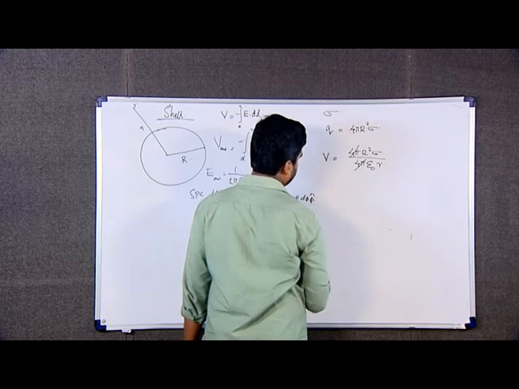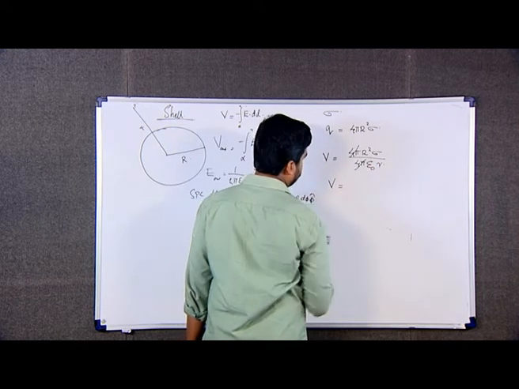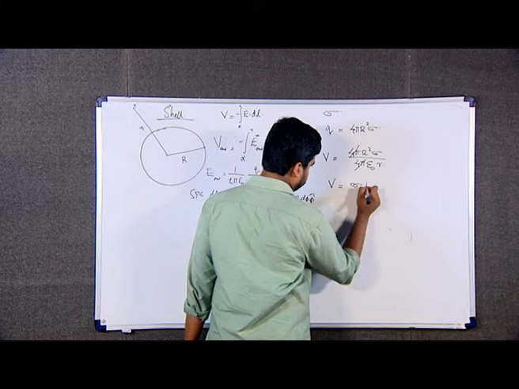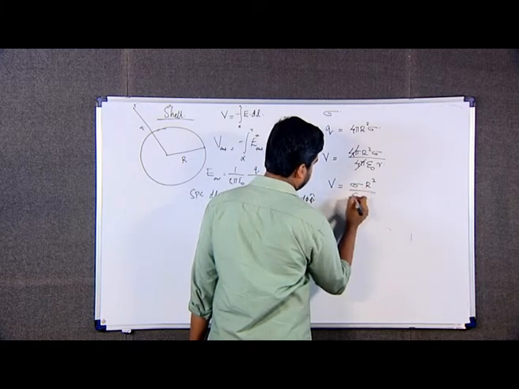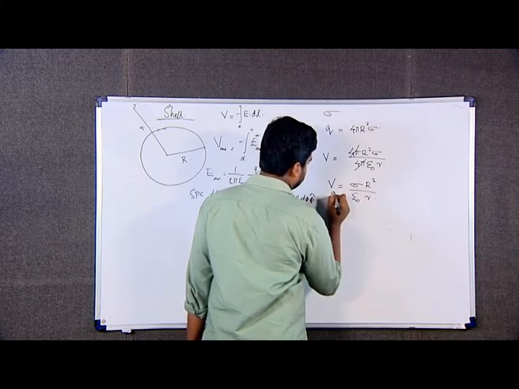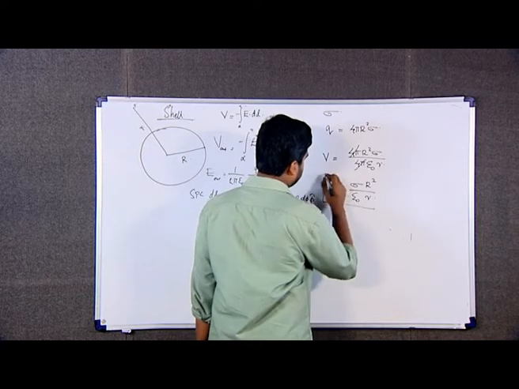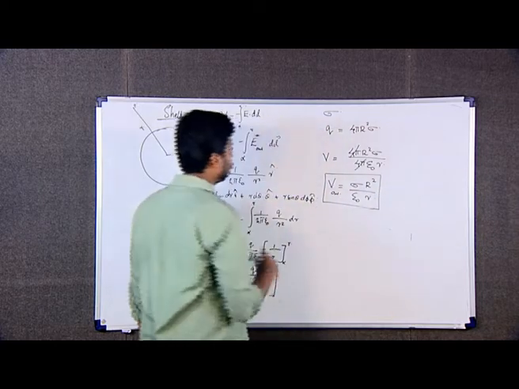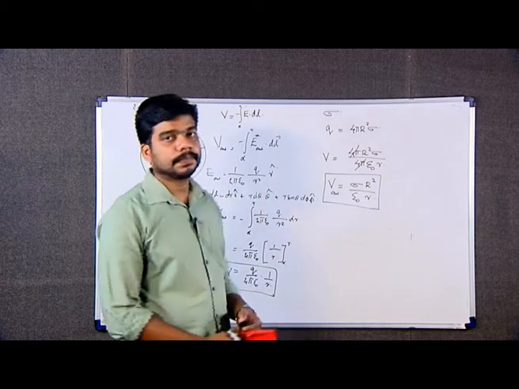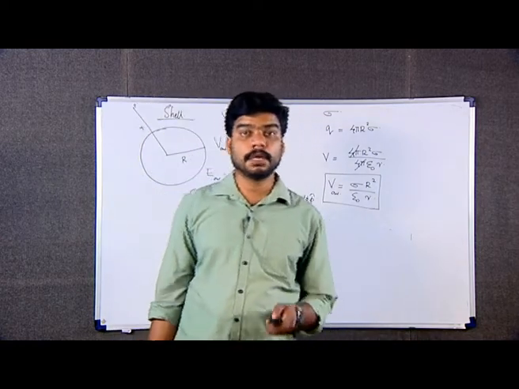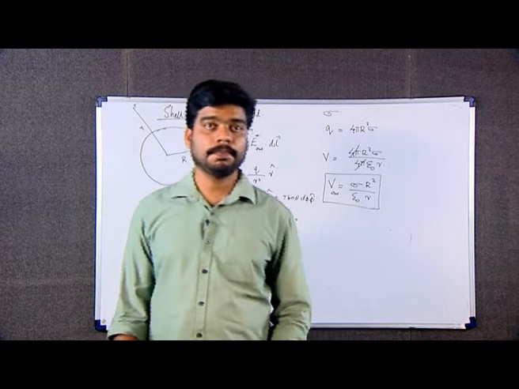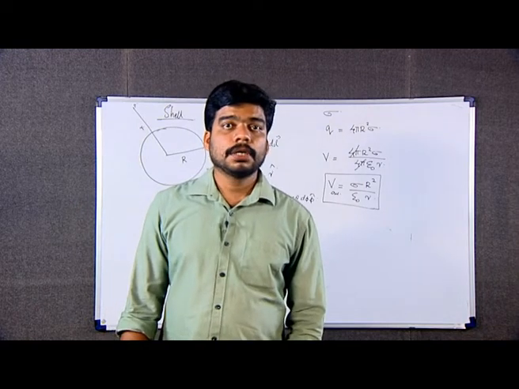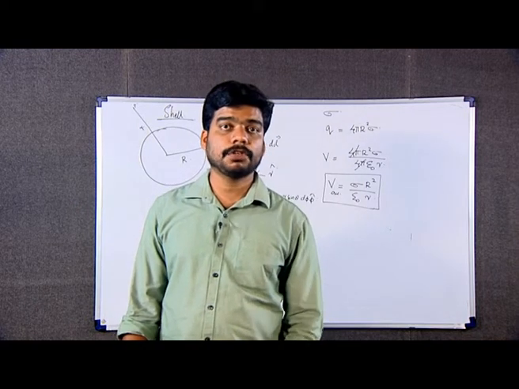4 pi and 4 pi will go, and we will get V is equal to sigma r square by epsilon 0 r. This is the electric potential produced outside the shell at a distance r from the center of the shell. What about the potential on the surface of the shell?